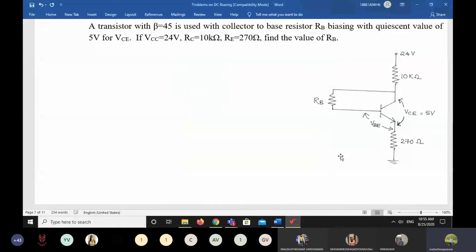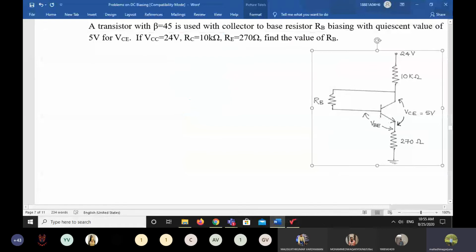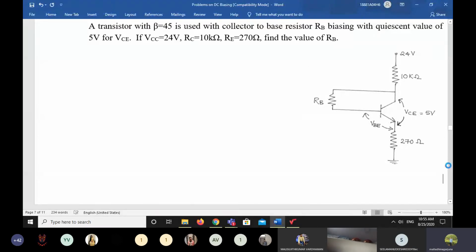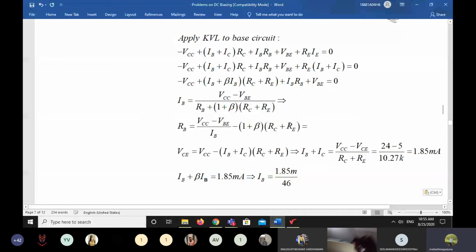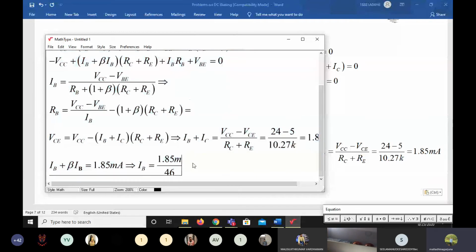What is the answer for RB? 40.21, sir. K or mega? What are the units? Micro. Micro. RB value, the base resistor value.